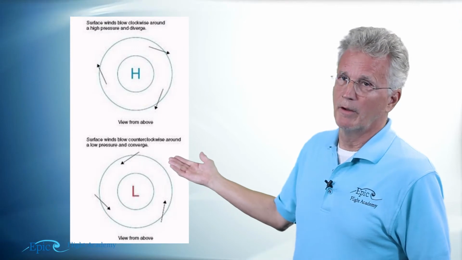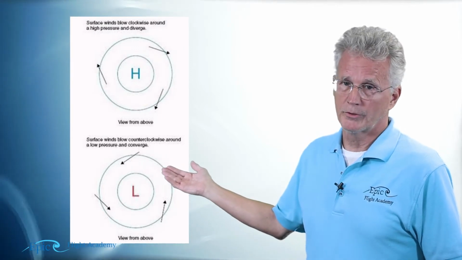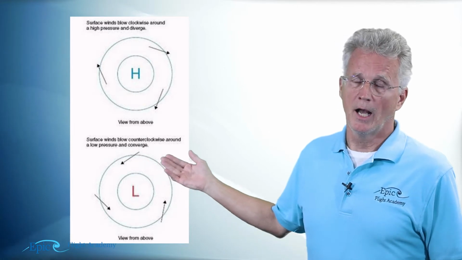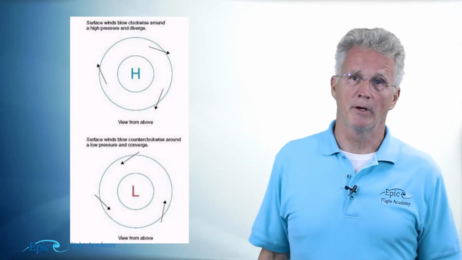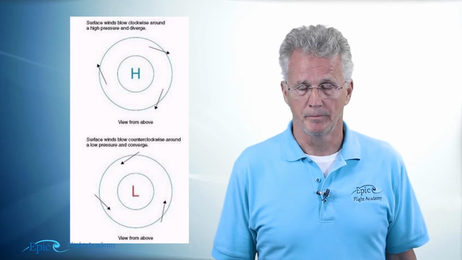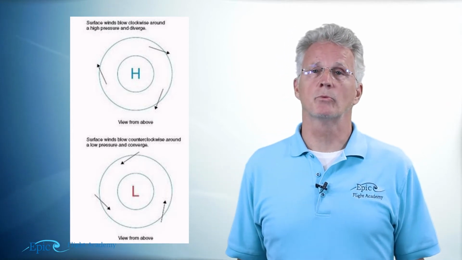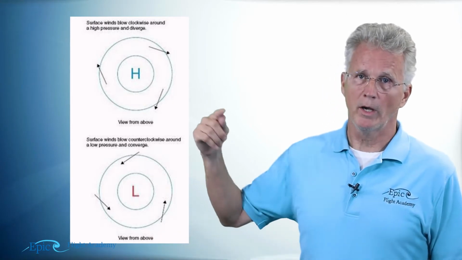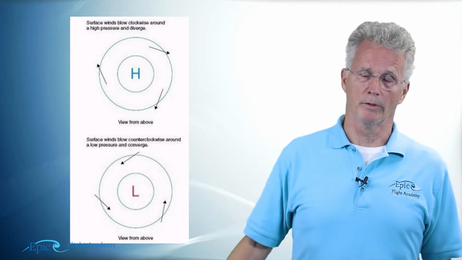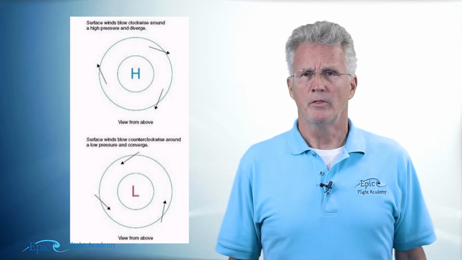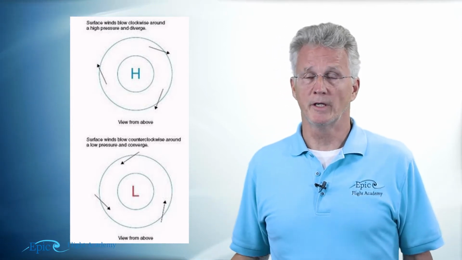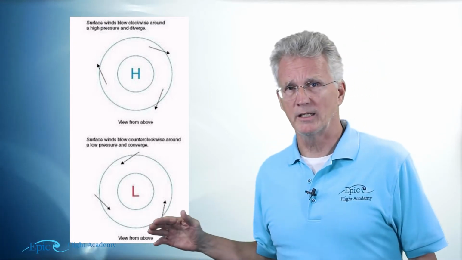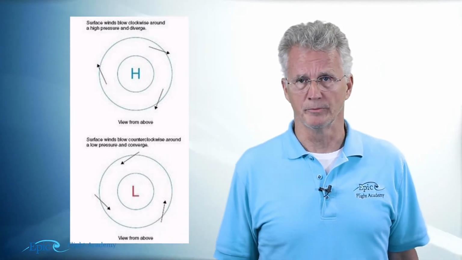So let's talk about wind. It's something I think a lot of us take for granted. We're going to start with this diagram from Epic's online course. And here you can see a high pressure area in the top of the diagram and a low pressure area in the bottom. The high pressure area shows the wind moving in a clockwise direction and slightly outward from that high pressure. The low pressure diagram shows the wind moving counterclockwise and slightly in toward that low pressure.